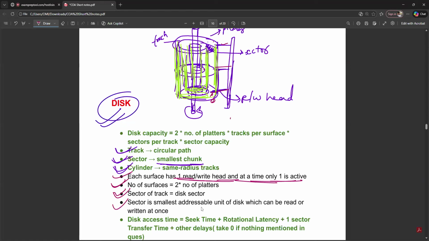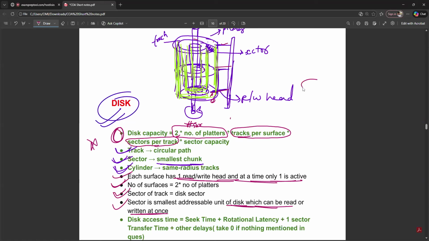Now the sector is the smallest addressable unit of disk which can be read or written at once. Okay. Now see this thing. This is the disk capacity formula. 2 into the number of platters gives you the total number of surfaces. In one surface, how many tracks are there? Multiplied by tracks per surface, multiplied by how many sectors are there per track.